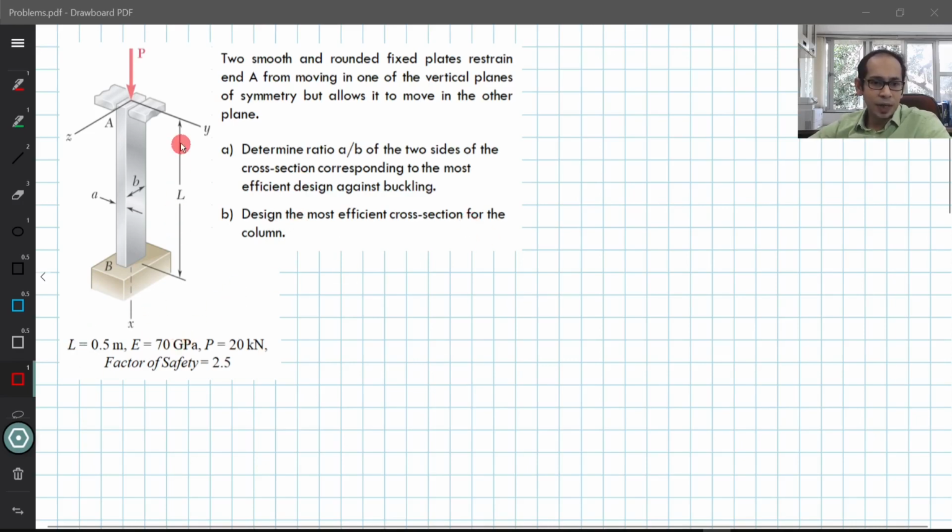Now let's see what the data is given. You are given the length of the column over here, you are given the modulus of elasticity, and you are given two other things, that is the load P that is acting and the factor of safety. So the maximum load the column can take is going to be 20 times 2.5. So this will dictate your part B. So let's go ahead and take a look at part A in the beginning, where you have to determine the ratio of these two sides of the column, that is A to B. So let's make a couple of quick notes on that efficient design of the column and start solving the problem for part A.